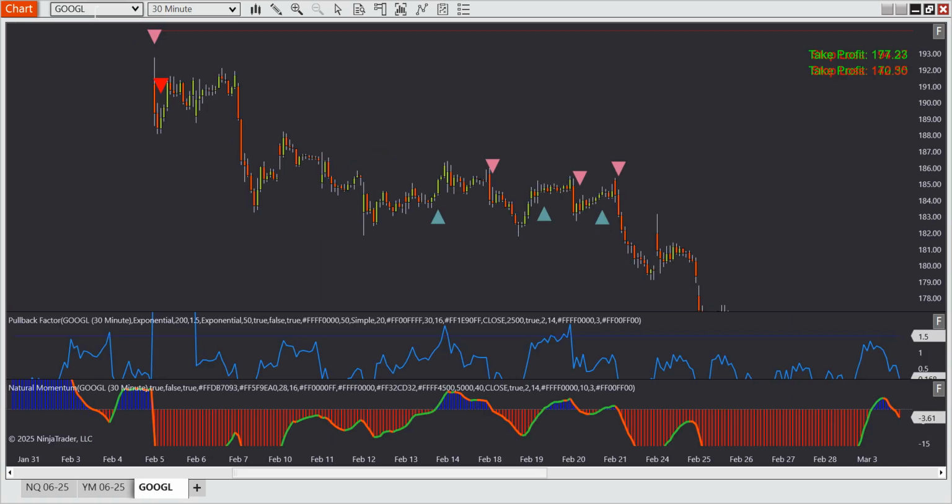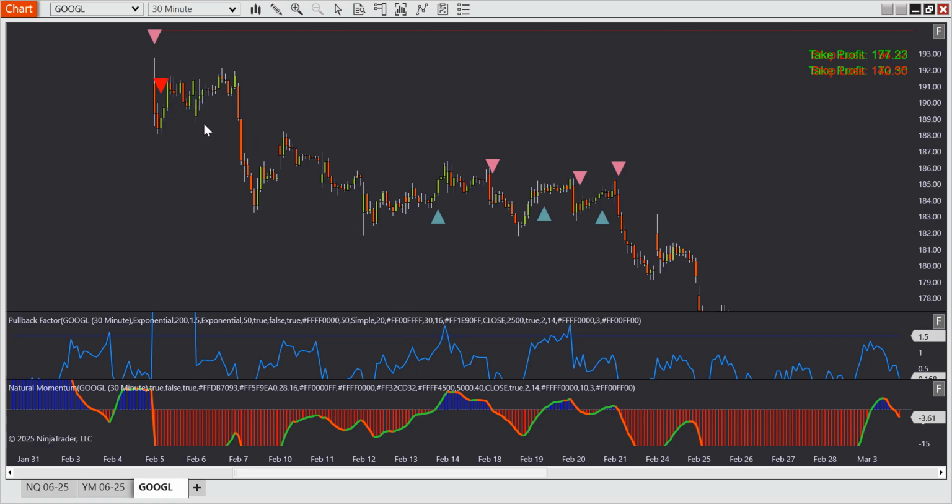And then one last example here on the Google 30-minute chart. I've added the natural momentum indicator here, and this is a great one to pair with it because this is measuring momentum in the market. And just as pullbacks or retracements are part of momentum, correlating these two is going to work wonders. For instance, we see this downtrend, another sharp move here. And just to clarify, the darker red signals are part of the pullback factor. Then these pink ones and these lighter blue ones are the natural momentum indicator.